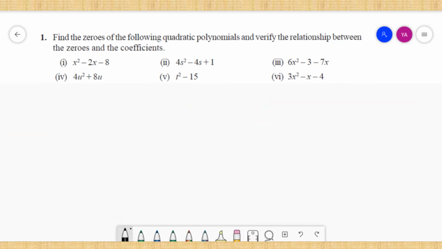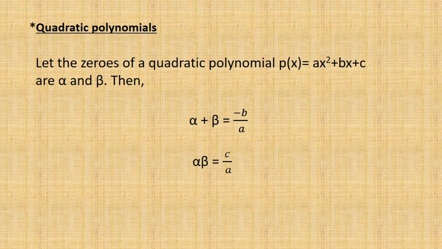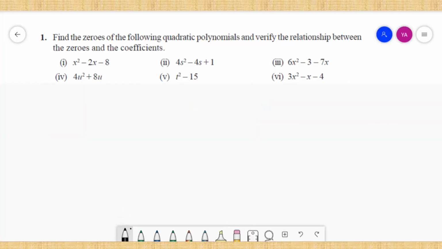So we know the relationship. If a second degree polynomial is ax square plus bx plus c and the zeros are alpha and beta, the relations are: the sum of the zeros is equal to minus b by a, and the product of the zeros is equal to c by a. We have to verify these relations.